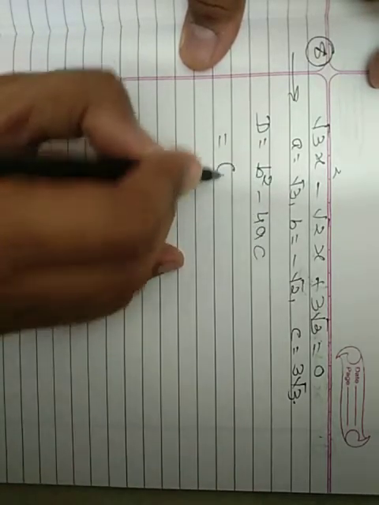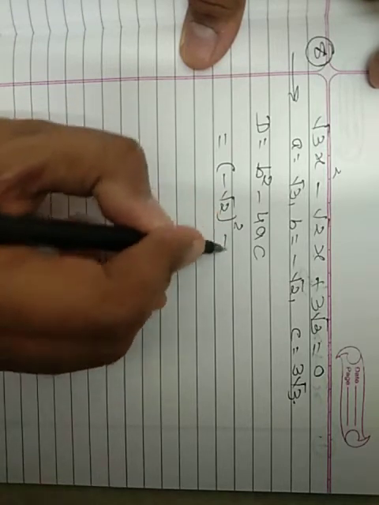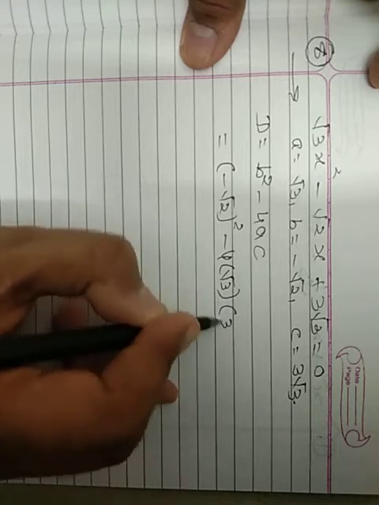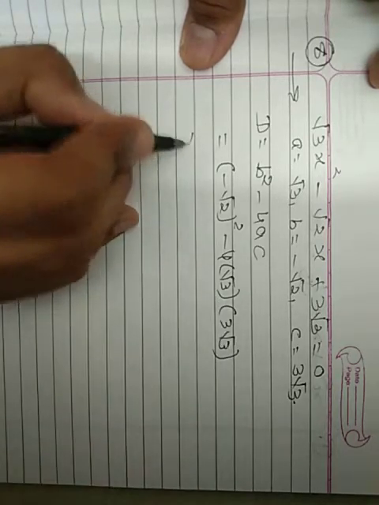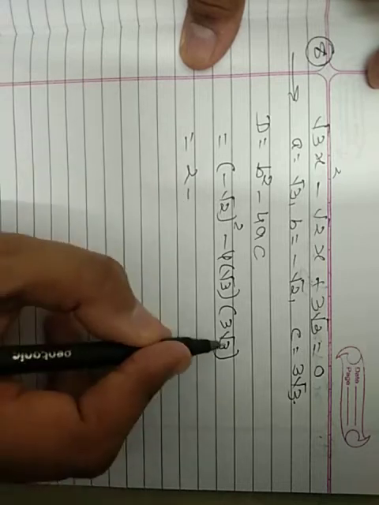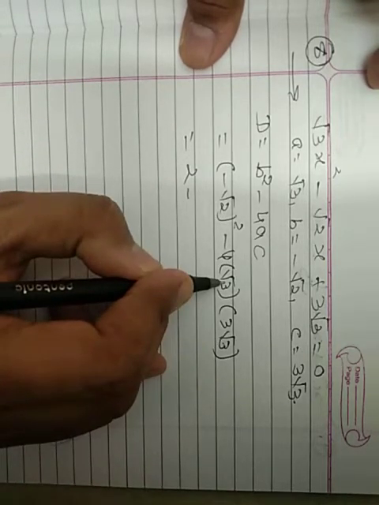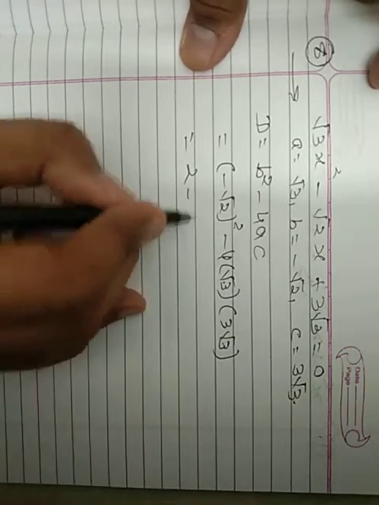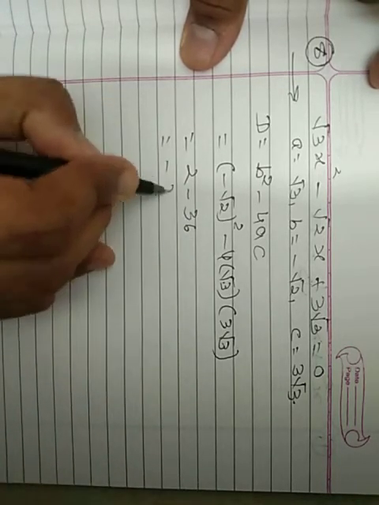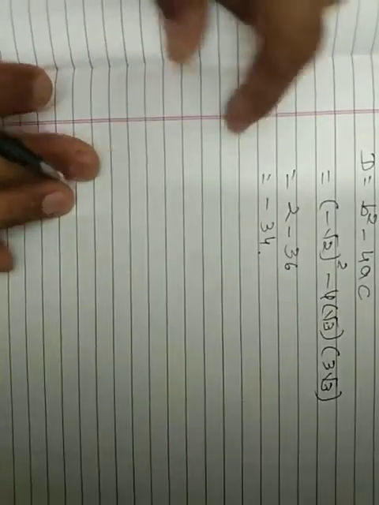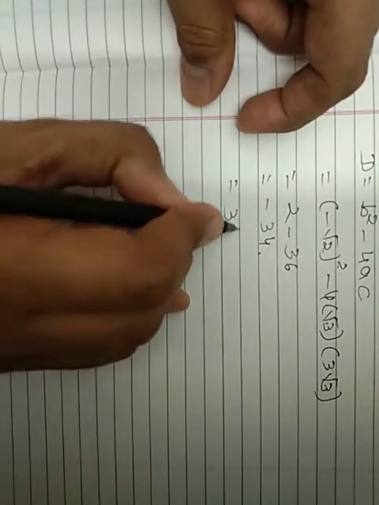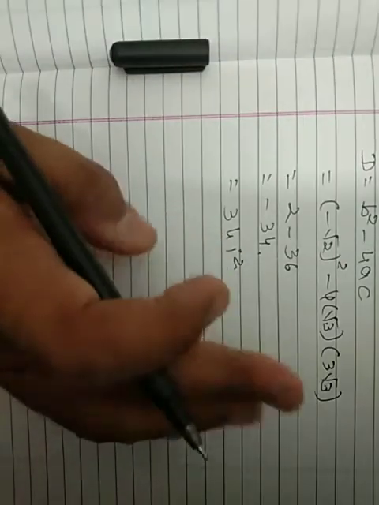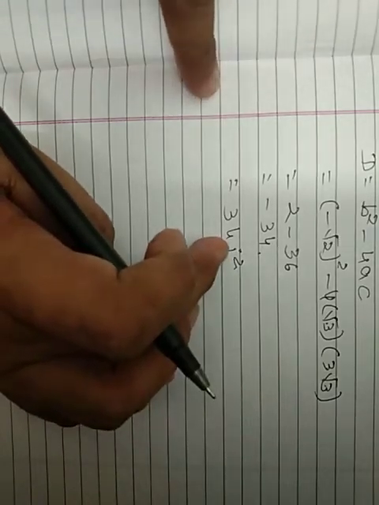B square is equal to minus root 2 square, minus 4ac. Okay, minus root 2 square equal to 2. Root 3 into root 3, 3. 3 3s are 9. 9 4s are 36. This is equal to minus 34. Okay, minus 34, that means 34i square. Either you can write down here 34i square, otherwise you have to write down in delta. i square equal to minus 1.